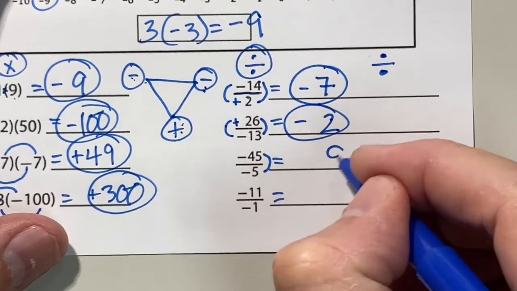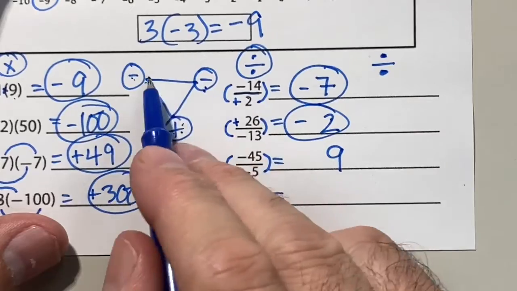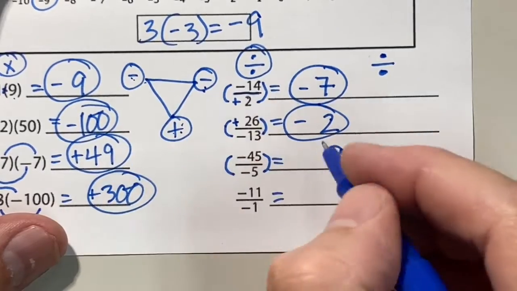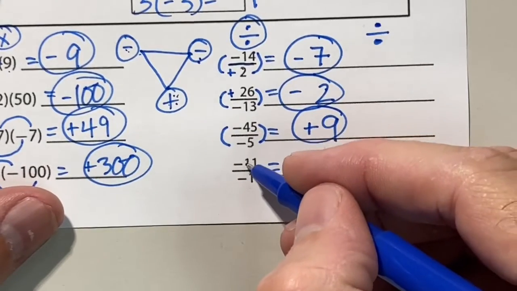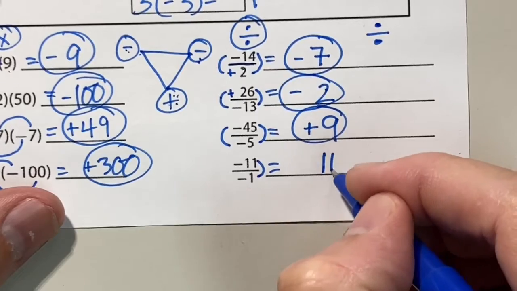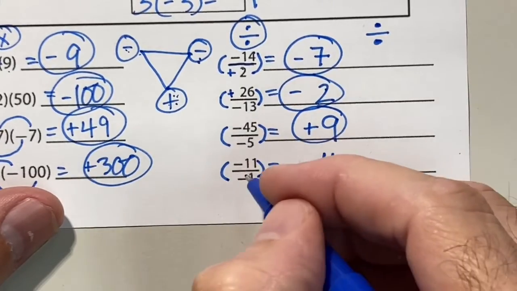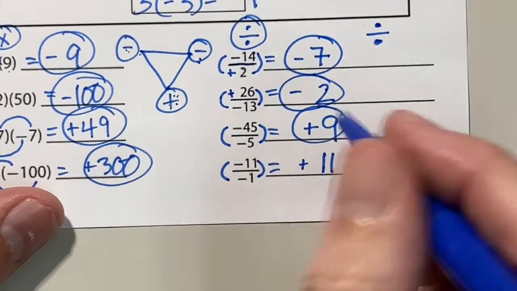45 divided by 5 is 9. And a negative divided by a negative, the double negatives divided, will give you a positive. And 11 divided by 1 is 11. And a negative divided by a negative will be a positive.